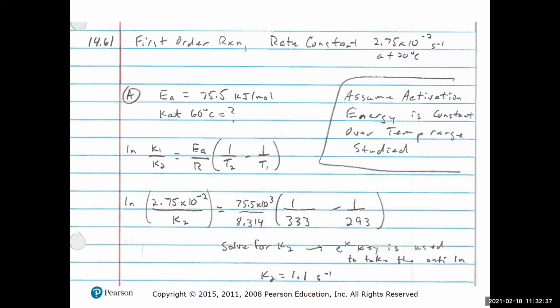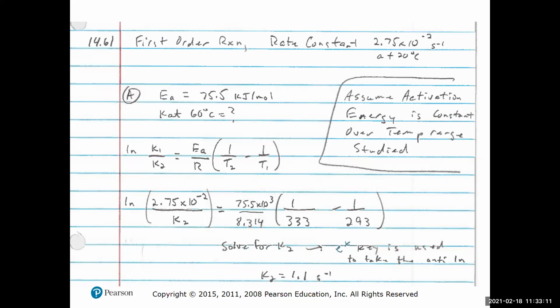So let me see, the first one is 1461. And what we're told in this one is that we have a first order reaction and we're told what the rate constant is. 2.75 times 10 to the minus 2 reciprocal seconds. So that means 1 over second. And we're told it's at 20 degrees. Then we're asked, what is the rate constant at 60 degrees C?